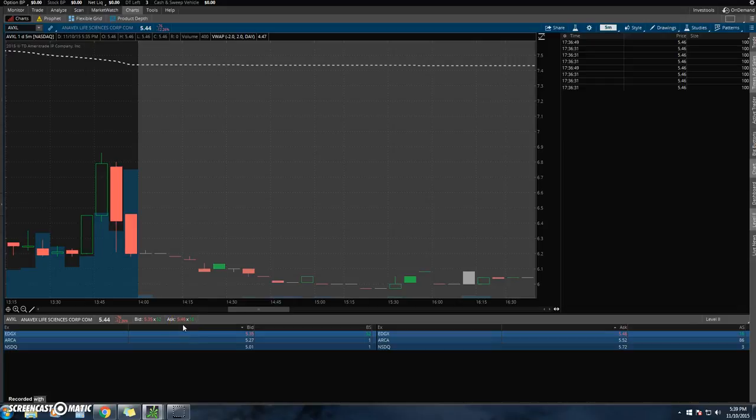I just wanted to go over a couple of trades today using VWAP. Today is November 10th, 2015, and I just wanted to show you these trades because again it shows the power of VWAP and how to use it to trade around it.